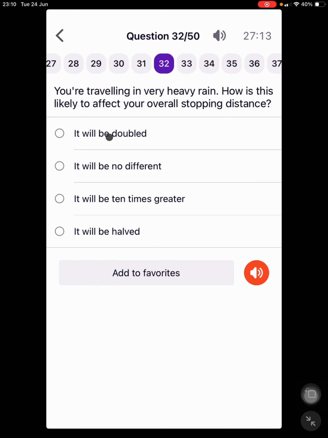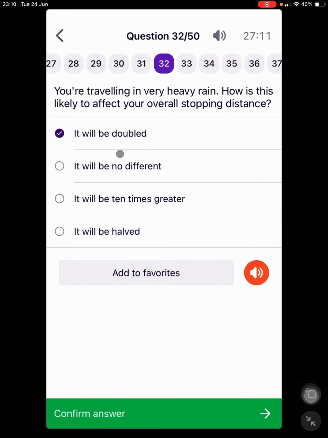Yep, it will be doubled. Guys, did you see the question earlier? So when it's dry, it's 2 seconds. When it's raining or when it's wet, it's 4 seconds. So it was doubled. So it's the same thing.